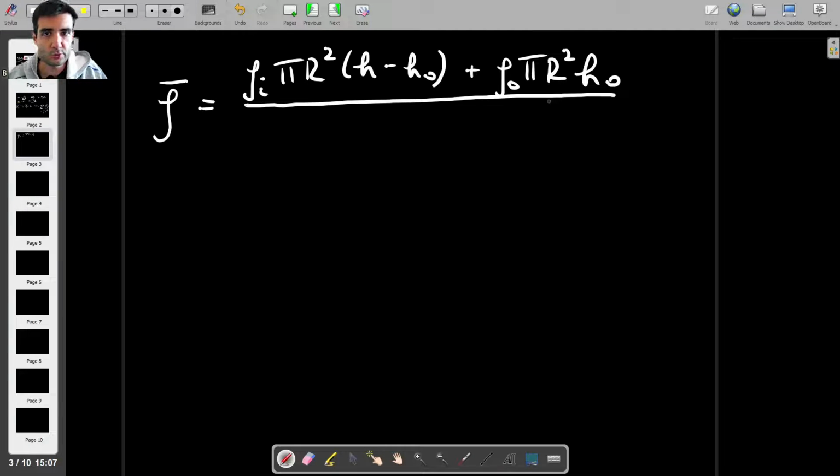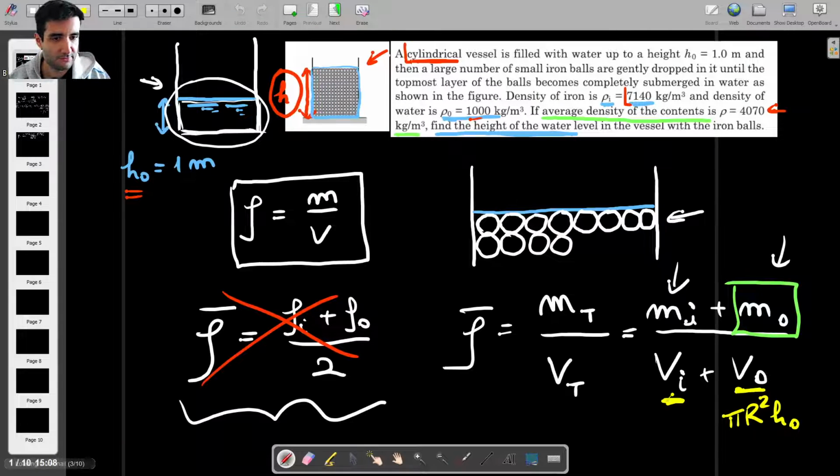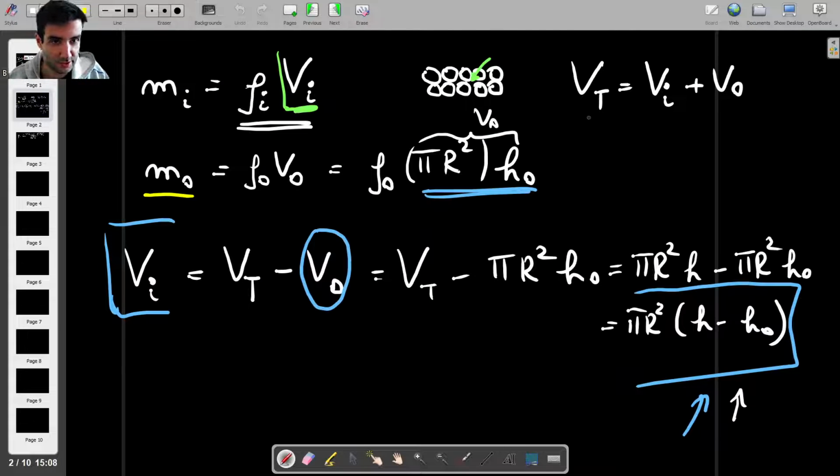And then in the denominator, we have the same things that we have on top, except there's no density. So we just have this and this. So that's the volume of the iron, pi r squared, h minus h naught, and then plus, there's no rho 0 here, there's pi r squared h naught. And you'll probably be able to tell that you can actually simplify what's on the bottom. So this cancels with this, and it's the total volume we're looking at. So the bottom is just going to be pi r squared h, right? So Vi plus Vo is Vt, according to this.